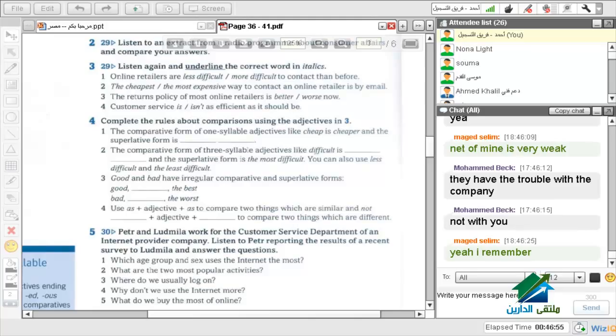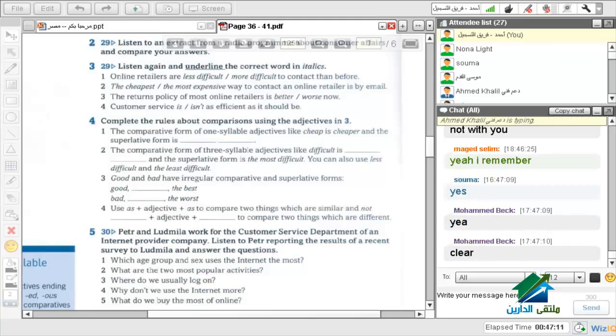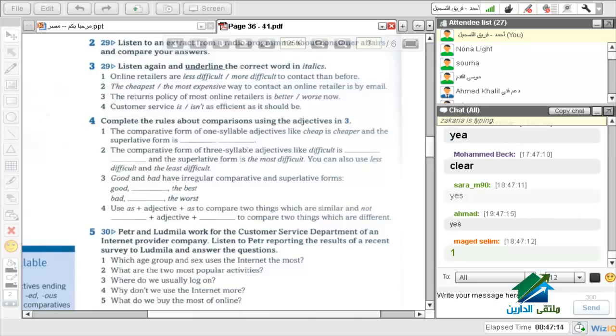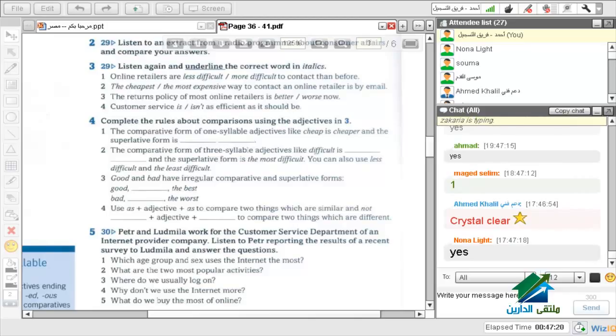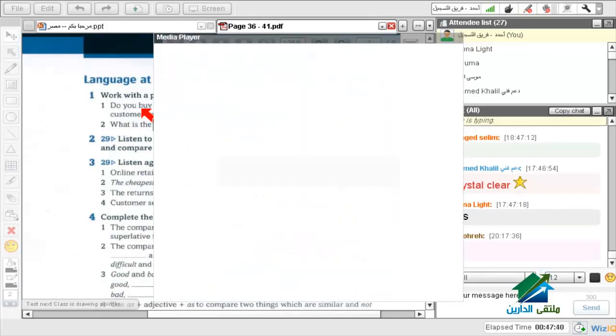Be with your customers. Help them. Treat them well. This is the only way to be a good customer service agent. Is that clear? Don't take things personally. That's what I mean. Now it's time for listening. Mr. Khalil, please listen to an extract from a radio program about consumer affairs, and compare your answers, your exercise answers.